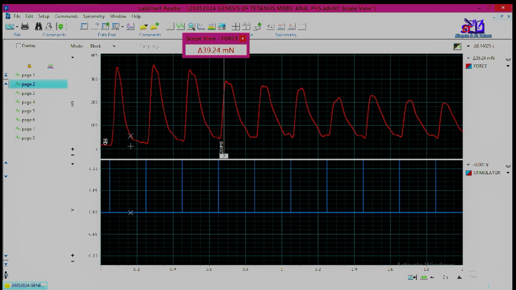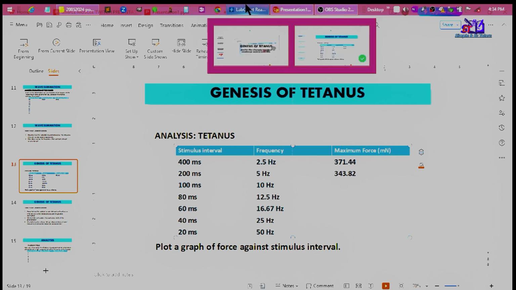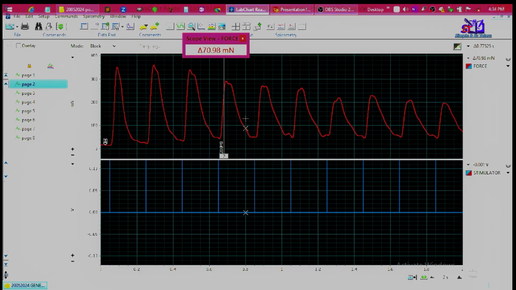Which one is the highest here? This seems to be the highest contraction, 343.82. So continuously, that is what we'll be doing, and then we enter the data. Let's move to the next page.